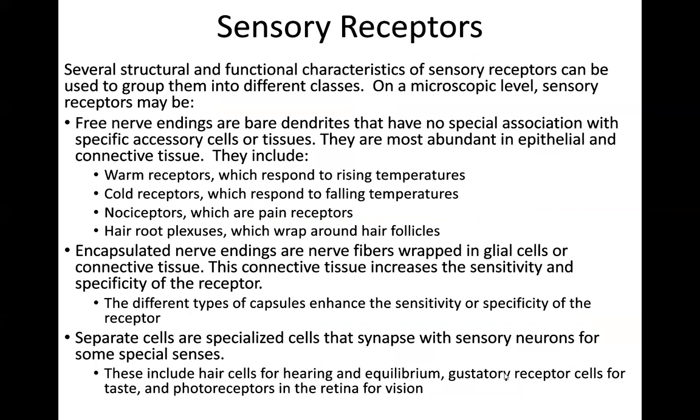We have gustatory receptor cells. That's actually what was pictured there on that slide. Those are used for taste. And then in your eyes, in the retina, we have photoreceptors responsible for vision. You guys ever heard of rods and cones before? Rods and cones are examples of separate cells.